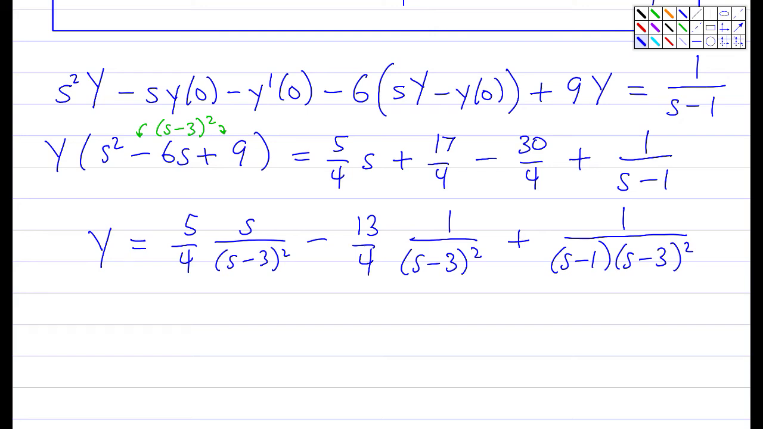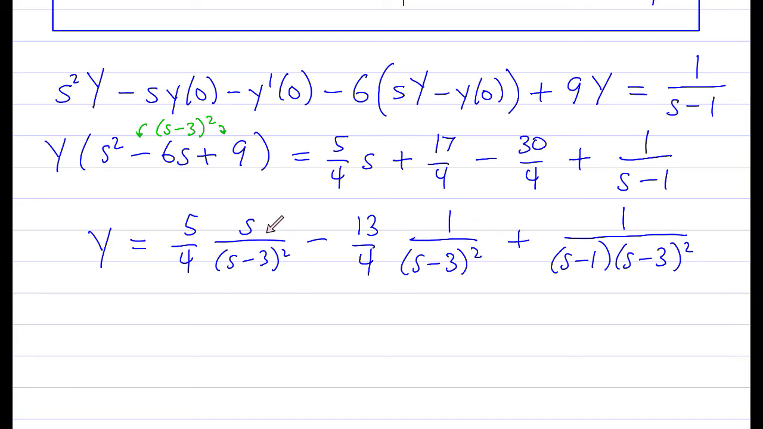Okay, so here's the stage where you need to step back and figure out what you're going to do, and decide if I know what my approach is going to be. For this term, I'm thinking partial fractions. For this term, I think this is okay. I think I recognize this as the transform of a function. We'll come back to this, but I think I don't have to do anything with this.